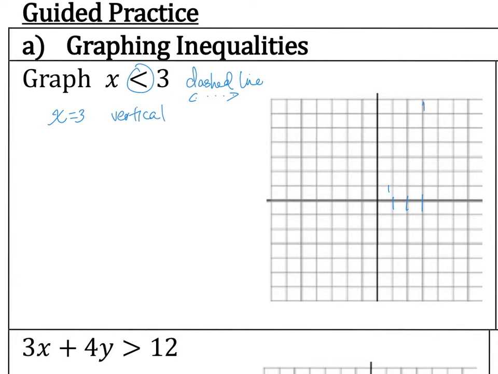Like this, and then because x contains all the values less than 3, we need to shade to the left.